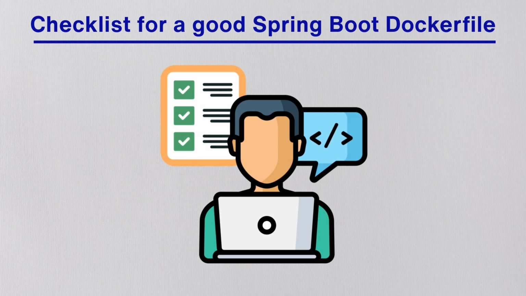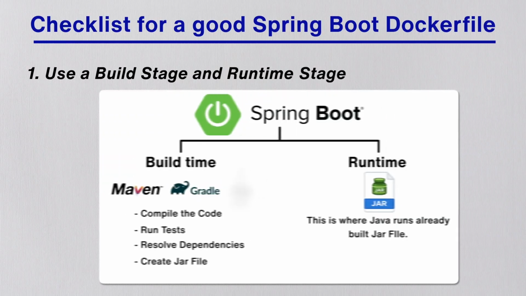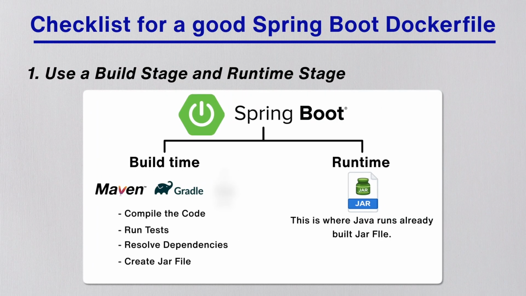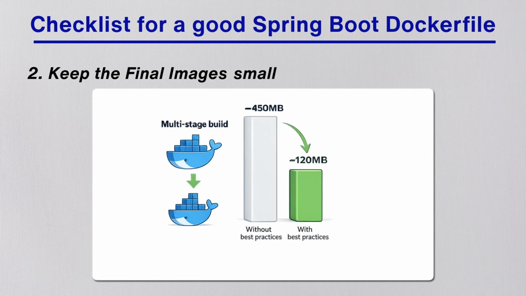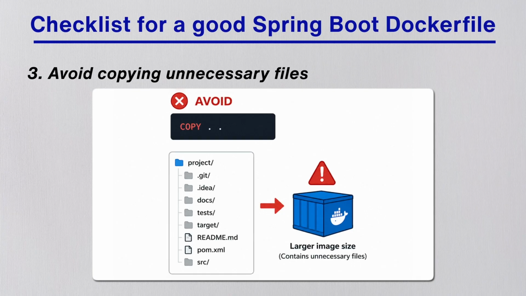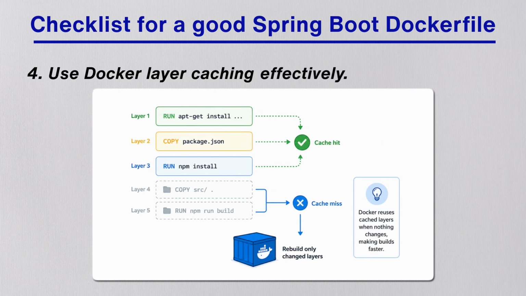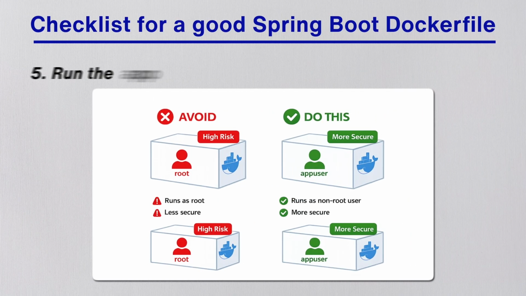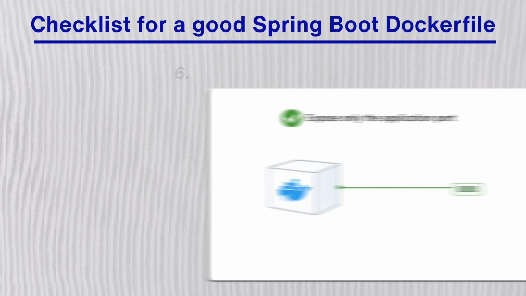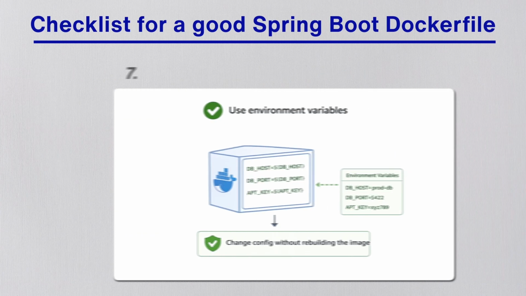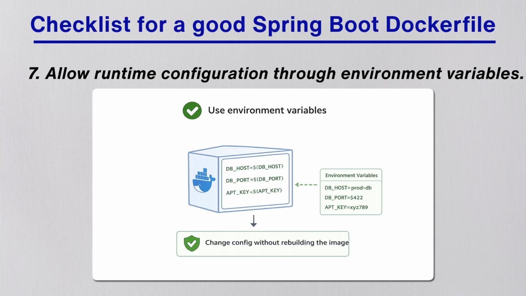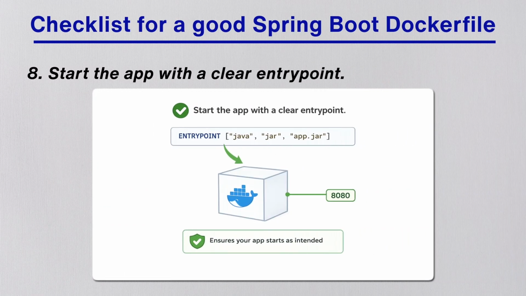Before we write the Dockerfile, here is the developer checklist. A good Spring Boot Dockerfile should use a build stage and a runtime stage. Keep the final image small. Avoid copying unnecessary files. Use Docker layer caching effectively. Run the app with a non-root user. Expose the correct application port. Allow runtime configuration through environment variables. Start the app with a clear entry point.